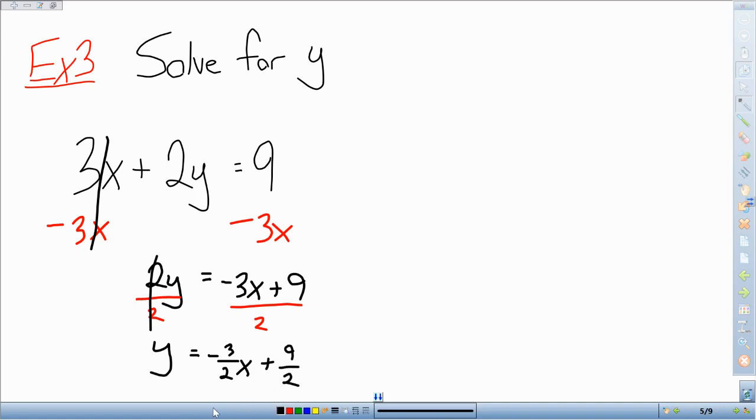When it comes to solving for y, this is the form I want to see. Whether these numbers would divide evenly or not, this is the form I want you to start getting used to. So there it is.